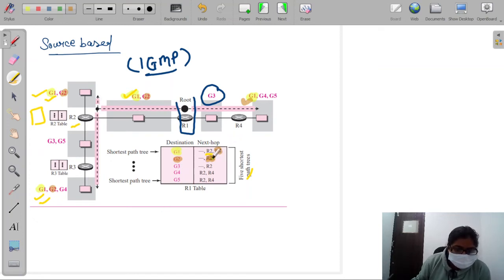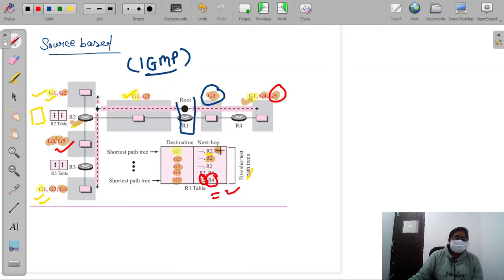Okay, now for G2, the next hop should be R2. G3 is present here and here; for this one there is no next hop, so it can be sent directly, and for this G3 it should go to R2. Then G4 is present here and here, so for this group it should be sent to R4, and for this group to R2. Then G5 is present here and here, so for this G5 it should be transferred to R2, and for this G5 the data should be transferred to R4. So that was all about the source based shortest path tree tabulation and maintenance.